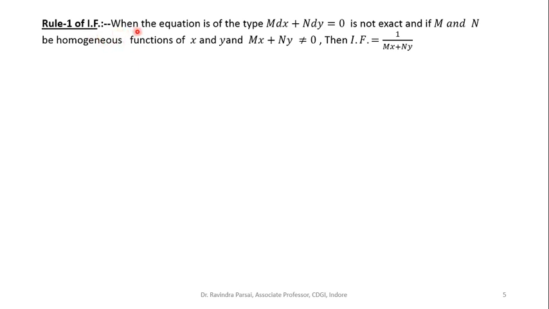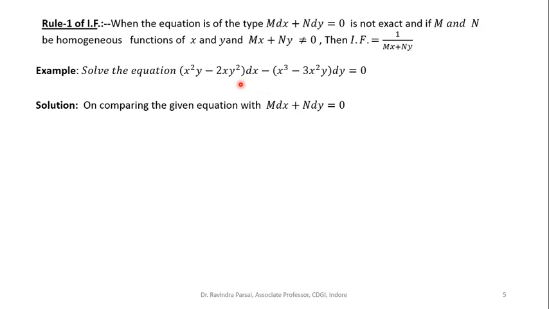The first rule says that when the equation of the type M dx plus N dy equals 0 is not exact, and M and N are both homogeneous functions of x and y, then this rule is applicable. The condition is Mx plus Ny, multiplying M by x and N by y and adding up, and if it is non-zero, then its reciprocal will be your integrating factor. Let me come to an example. This is supposed to be your example.